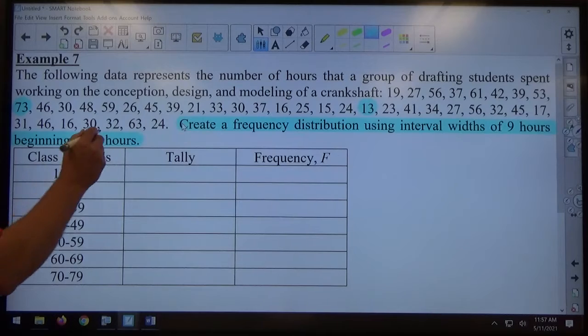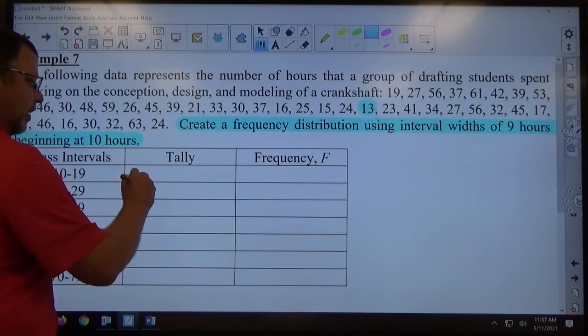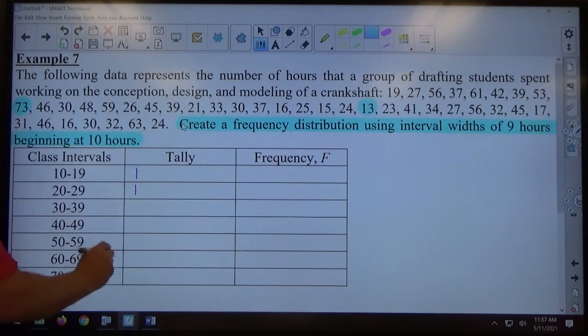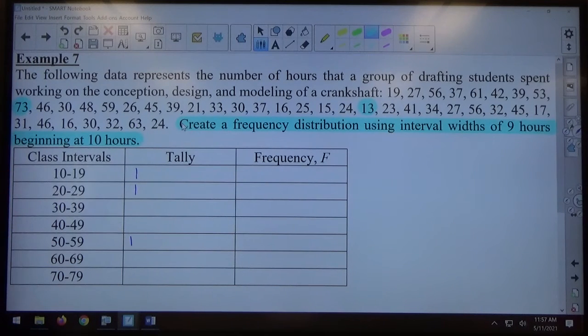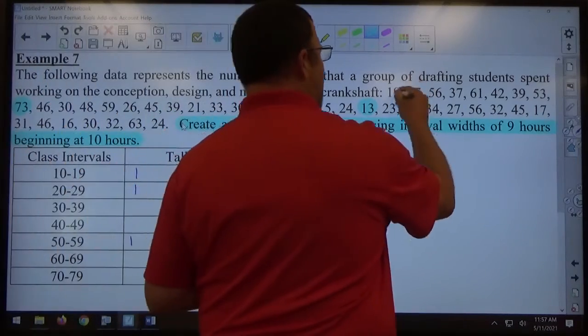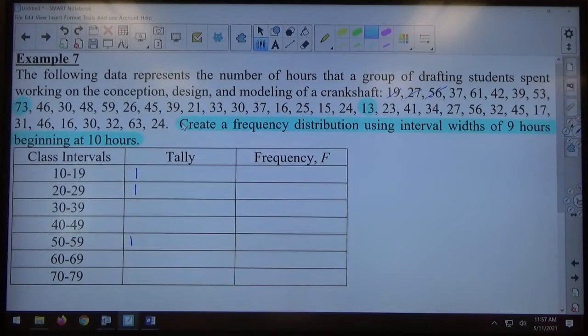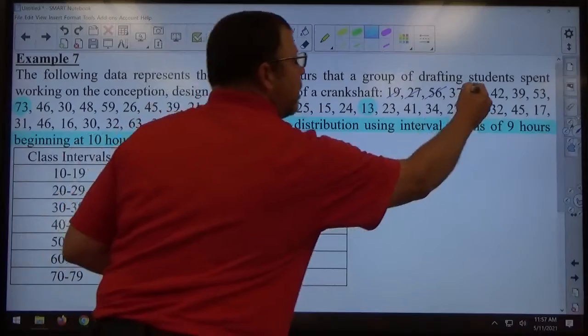So 19 is between 10 and 19, I put a tally mark. The next number up, 27, is between 20 and 29. 56 is between 50 and 59. So just go one number at a time, don't skip any numbers. Again, if it's on paper, as you get a number, you can strike it out. If it's in your book, do not strike it out. All right. 37 is between 30 and 39.